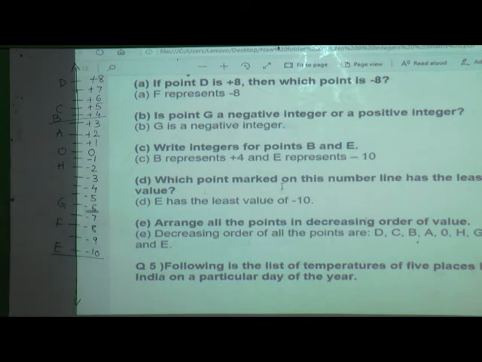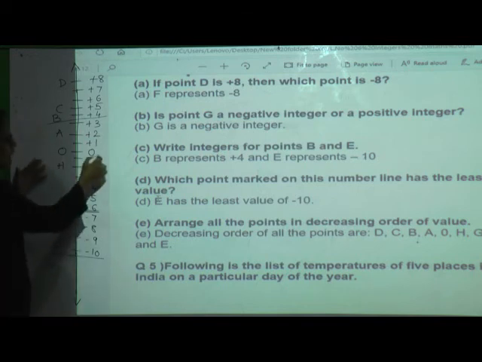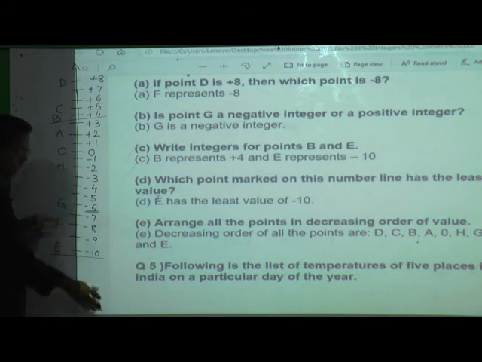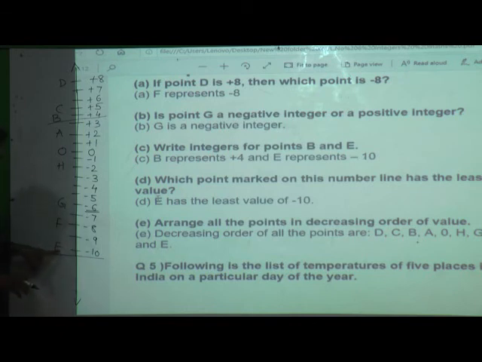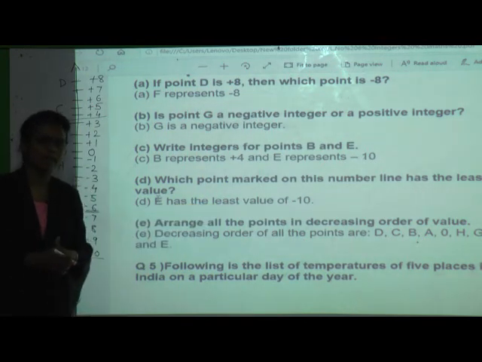Which point marked on this number line has the least value? As you know students, the negative numbers are towards this downside and these all are in decreasing order. As we move on, the numbers are decreasing. So which is the last point here? Minus 10. So minus 10, which is the point E, has the least value. So E has the least value of minus 10.